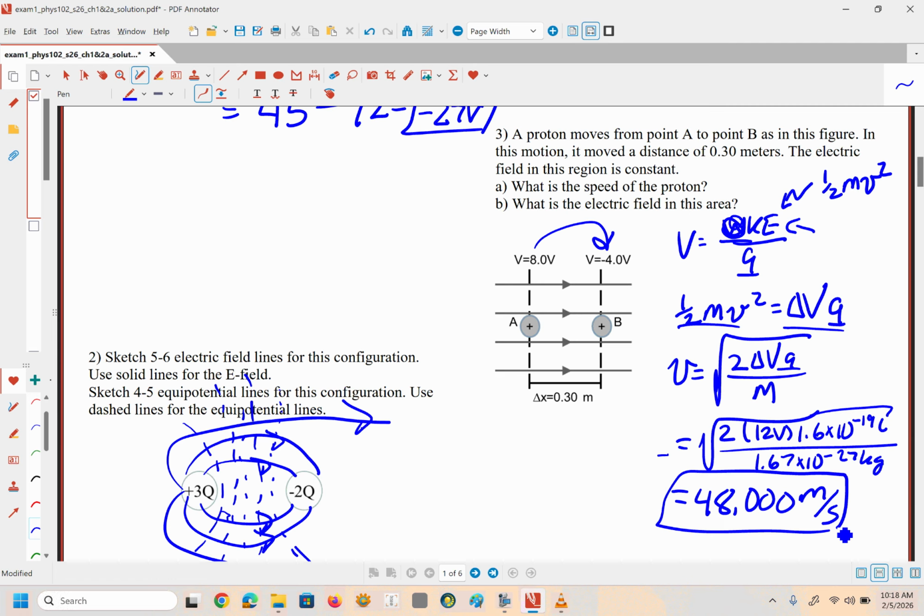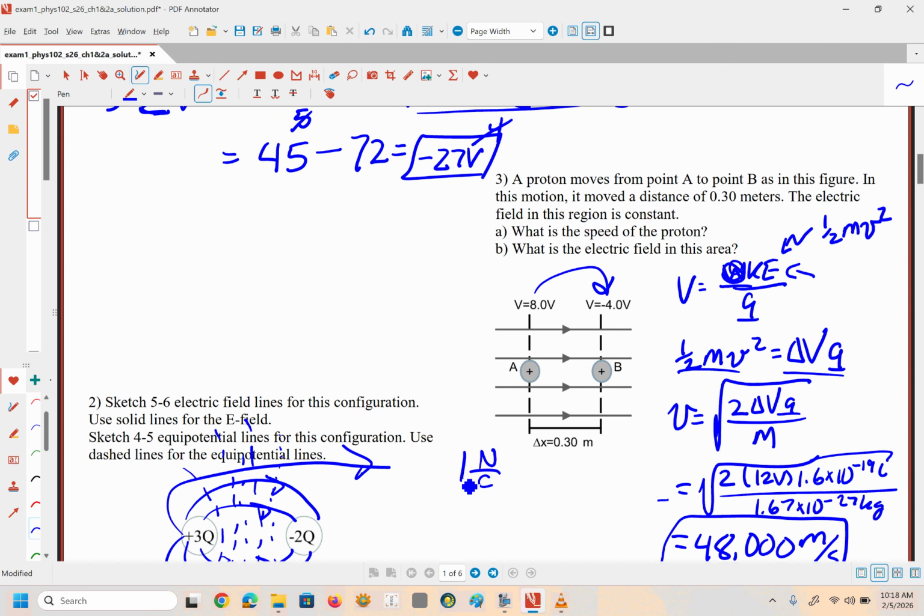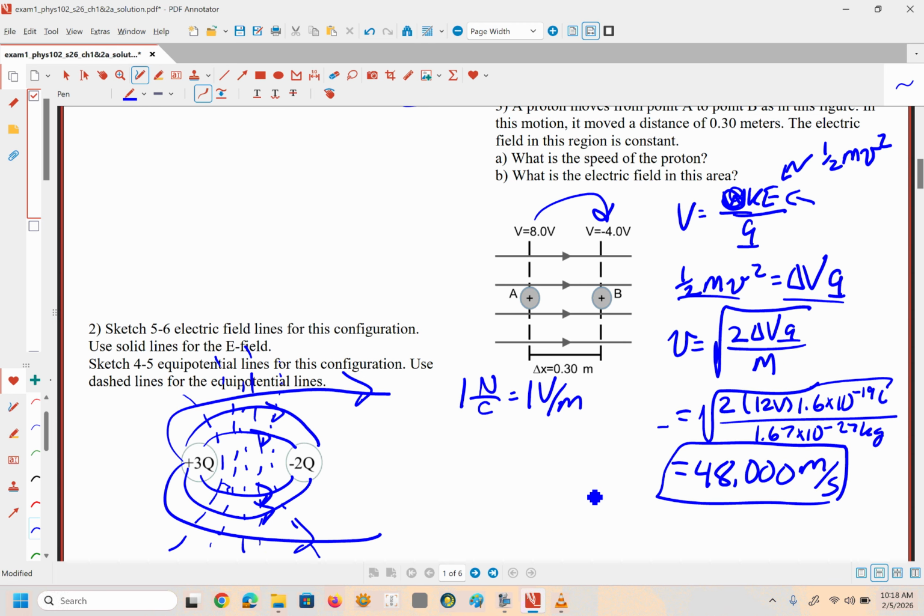Remember, we said that the unit for electric field is the Newton per Coulomb, but that 1 Newton per Coulomb is equivalent to 1 volt per meter. Then that should remind us of this relationship between the electric field and the potential. So E is equal to delta V over delta X. That is, when I have a change in potential across a region of space, it's because there's an electric field there. And if I want to know that electric field, I just divide that change in potential.